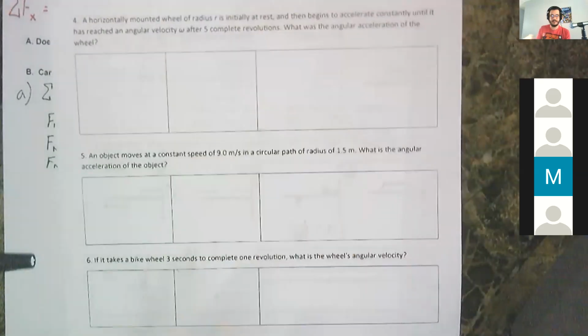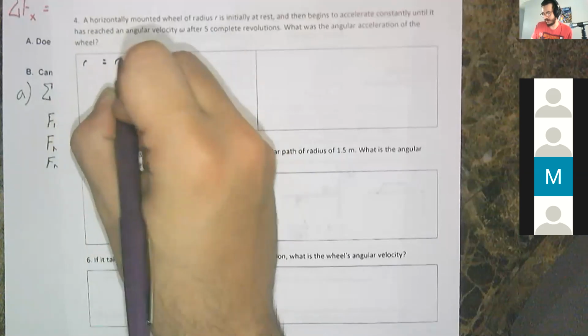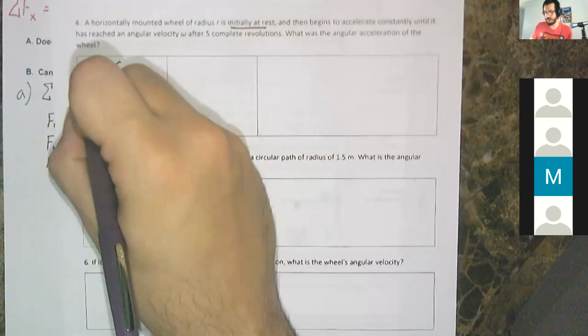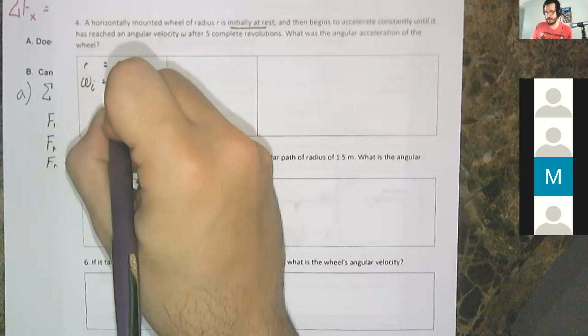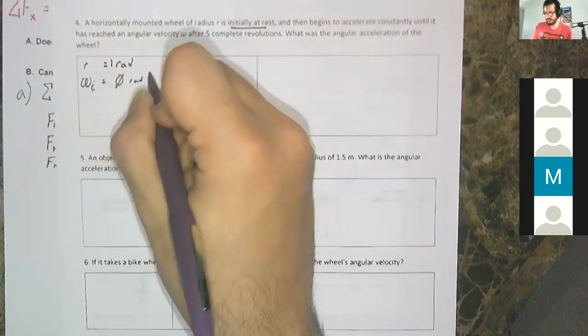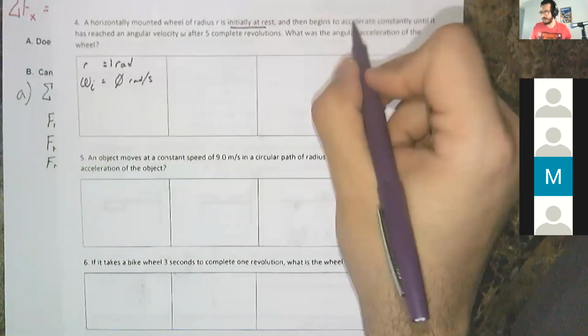Here is the back of it. A horizontally mounted wheel of radius r is initially at rest. So we know that our radius is r, which is, I guess, 1 radian. Initially at rest means we have an initial velocity of 0 radians per second. And then it begins to accelerate constantly.